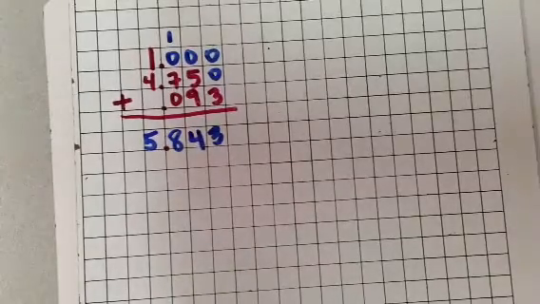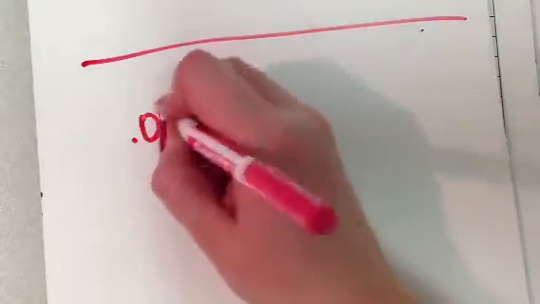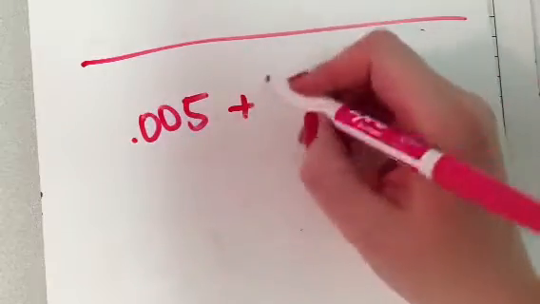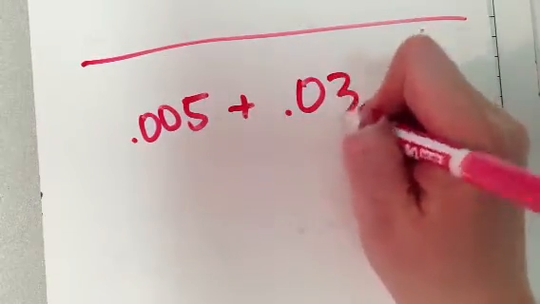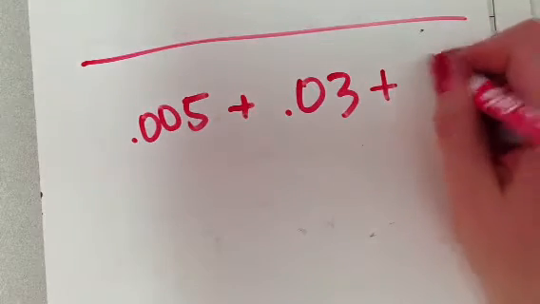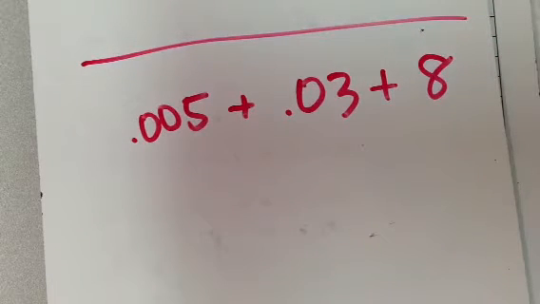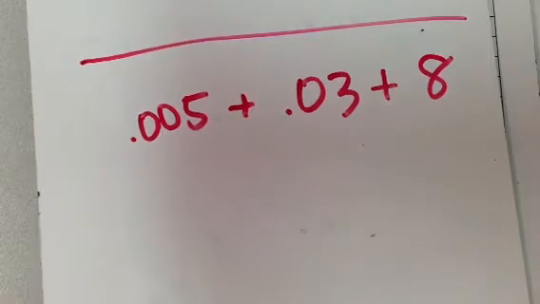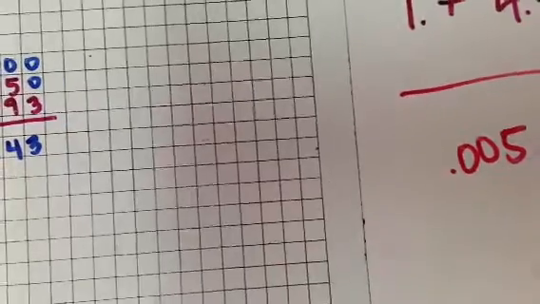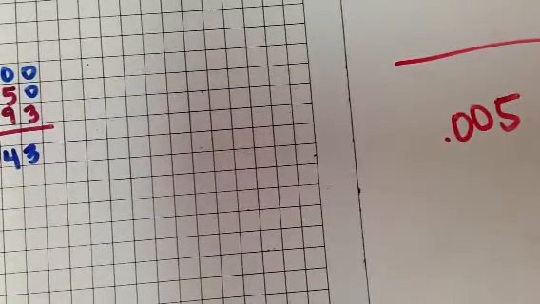Let's look at just one more example, okay? Here is my problem. 0.005 plus 0.03 plus 8. Yikes, right? And you might be looking at this and able to do it in your head. If that's the case, then you are awesome. But let's write it in here like we didn't know how things were going to go.